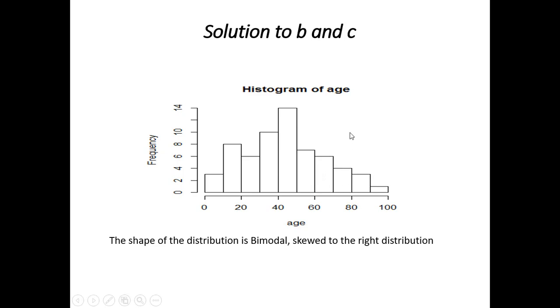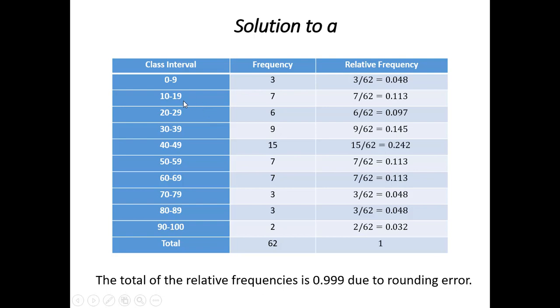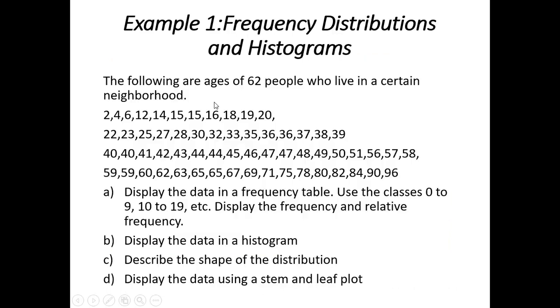The last part of this problem is to create a stem and leaf plot. So here we will use the tens digit as our stem and then the other values as our leaves. So we had the numbers from 0 to 9, they were 2, 5, and 6, so they show up here. Then in the next interval, remember if we go over here, 10 to 19, these values were 12, 14, 15 twice, 16, 18, and 19.